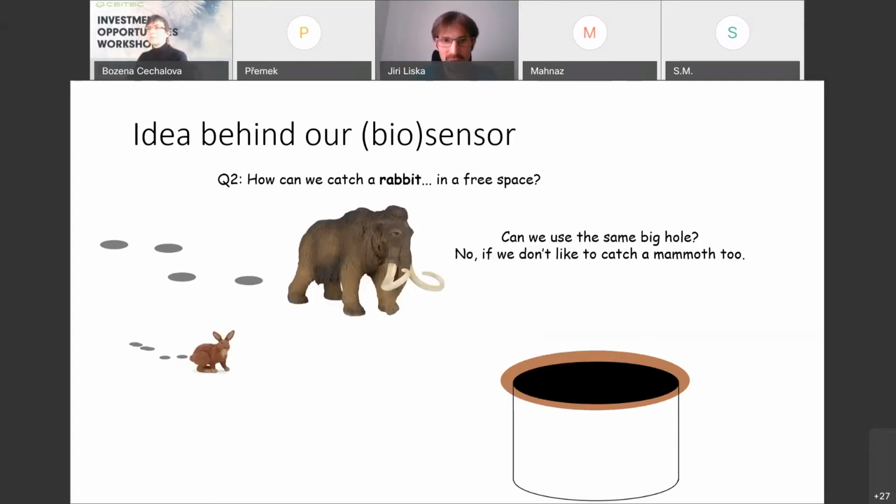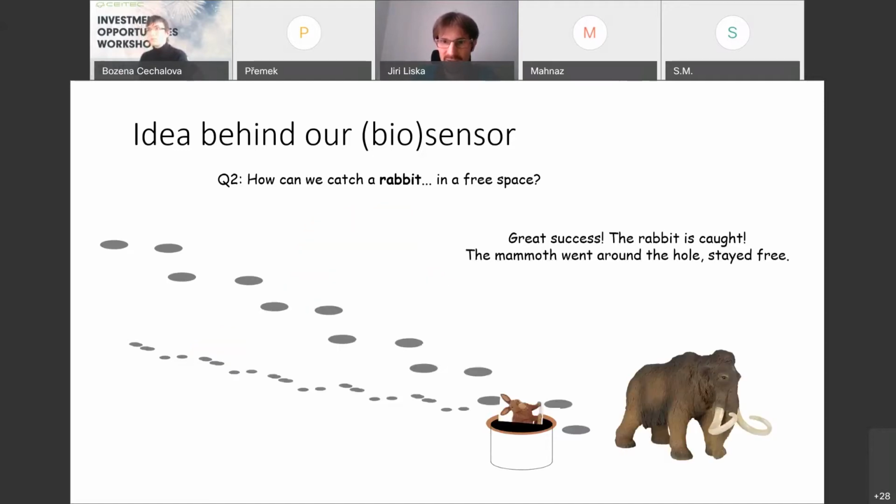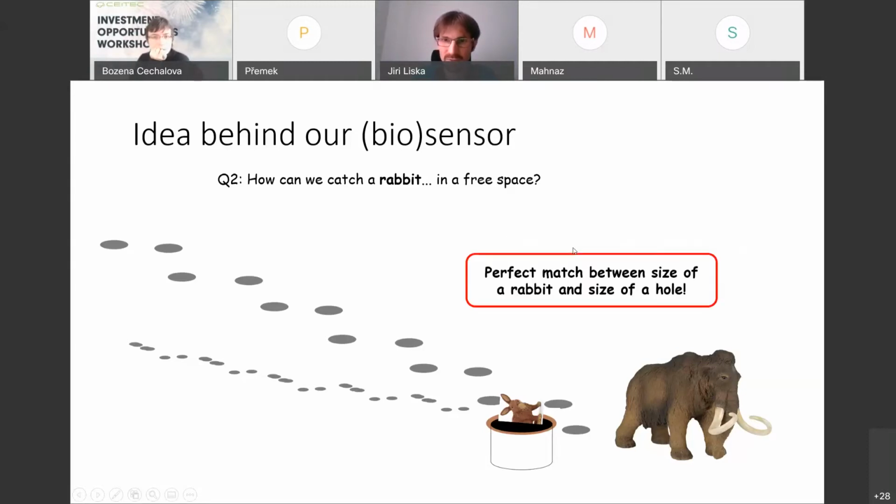Question 2: how can we catch a rabbit in a free space? Can we use the same big hole? No, if we don't want to catch a mammoth. So what about using a much smaller hole? Great, it's a success. The rabbit is caught, and the mammoth goes around the hole and stays free. Why? Because we get a perfect match between the size of a rabbit and the size of a hole. And this is the key of this presentation.